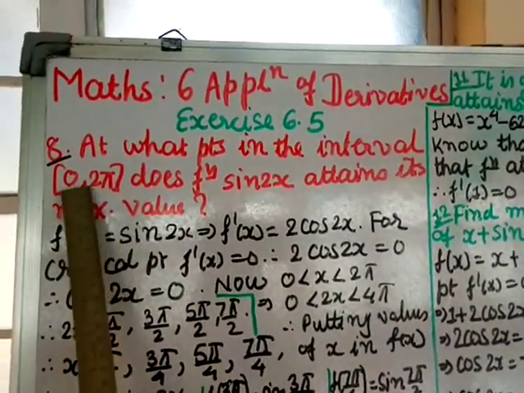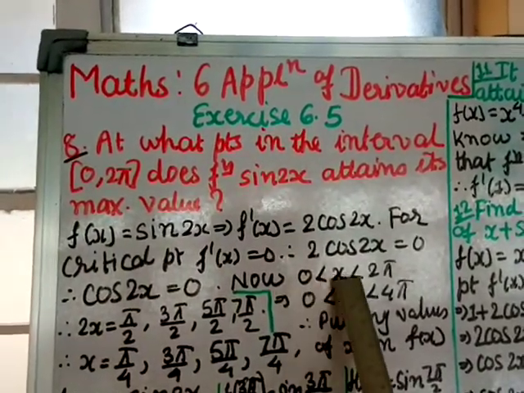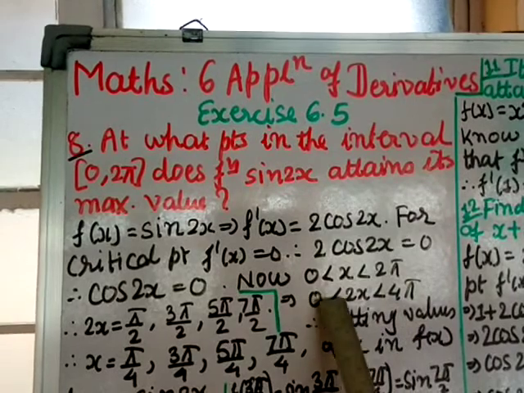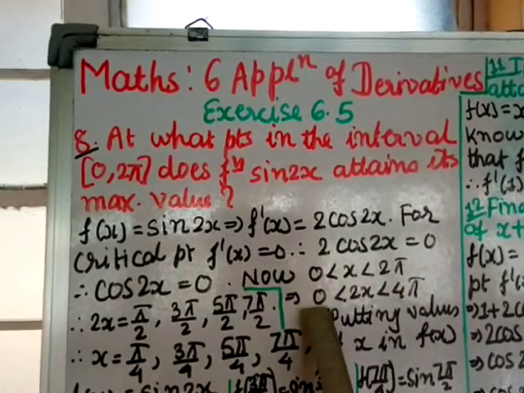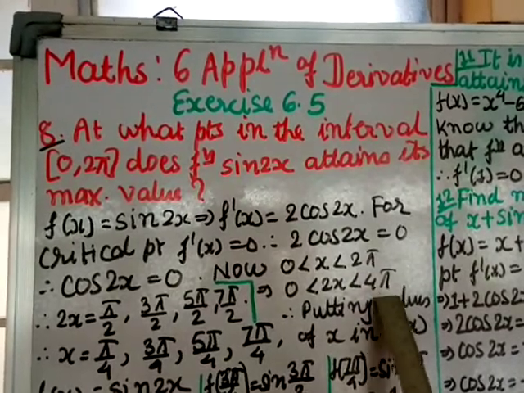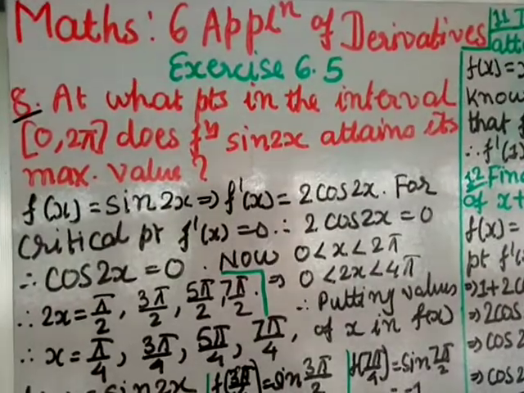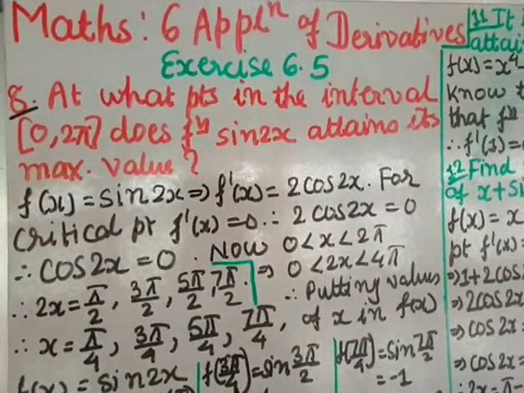Now you are given the interval 0 to 2π. That means x belongs to 0 to 2π, so I write here 0 < x < 2π. I want 2x, so multiply by 2 everywhere. So 0 into 2 is 0, less than 2x, less than 2 into 2π, which is 4π. So the angle is not only 360°, it is 360° into 2.